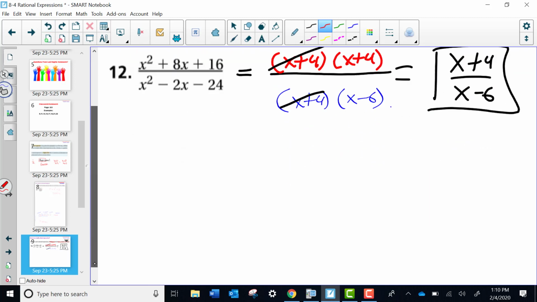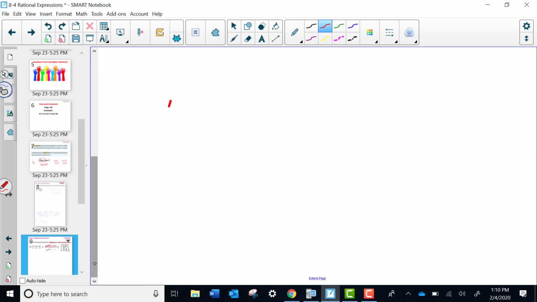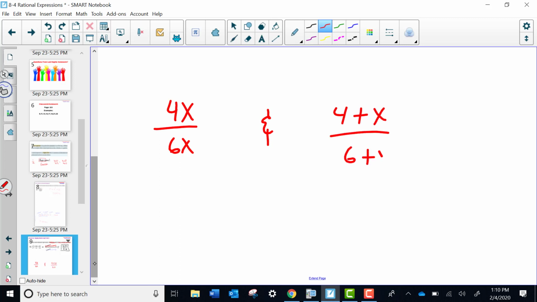The reason why you can't cancel those out is because there's a difference between 4x over 6x and 4 plus x over 6 plus x. The difference is, how many terms is this here? One term. And how many terms are in the numerator here? 2. So you can't cancel out terms. You can only cancel factors. So you can't cross out terms. You could only cross out factors.